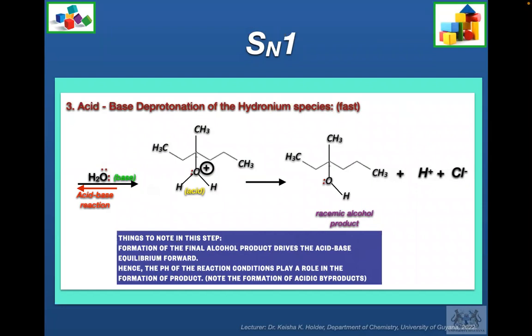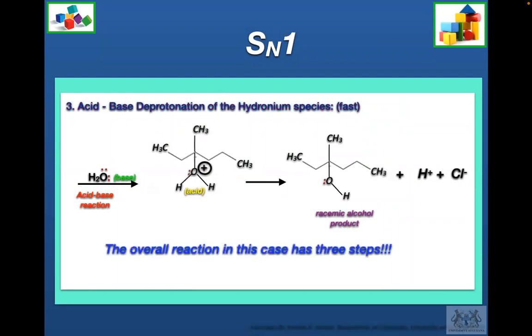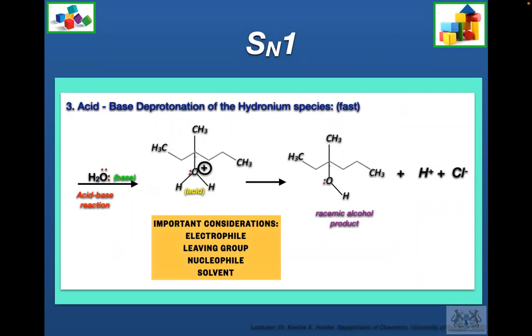Right, so in this scenario, what you've seen is that the overall reaction would have taken 3 steps. And the first step would have been the rate determining step. Now, when you consider the SN1 reaction, it's similar but different to the SN2 in that, of course, you have a substitution, that would be the similarity. The products would be similar in terms of the replacement of a leaving group with a nucleophile. But then the reaction conditions will slightly vary.